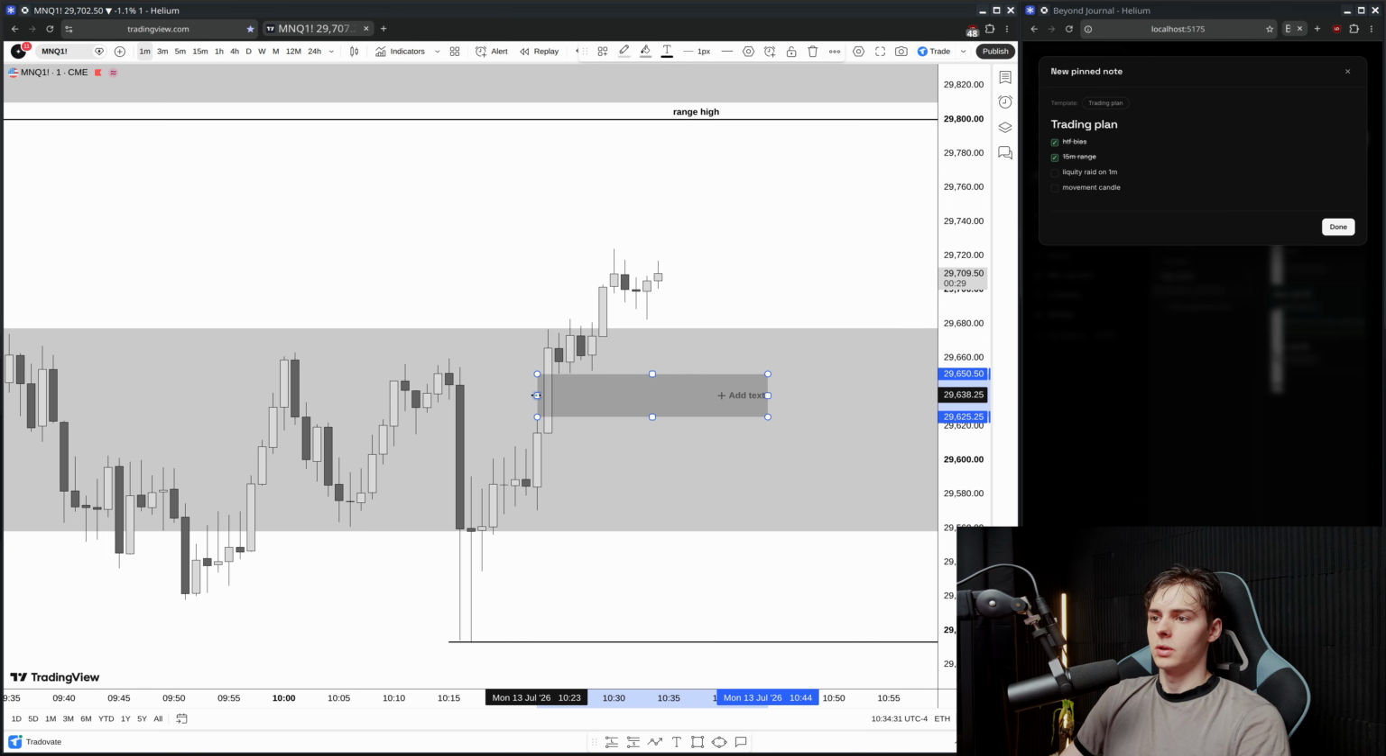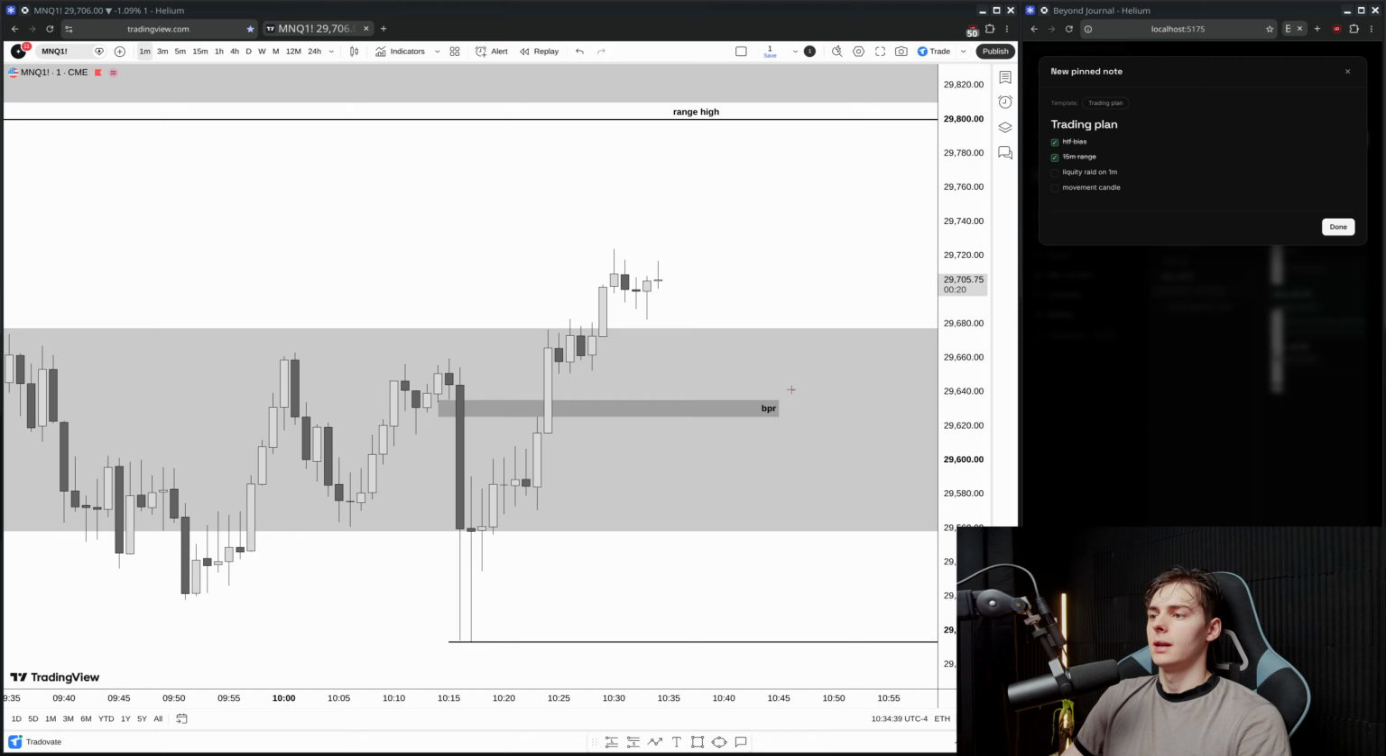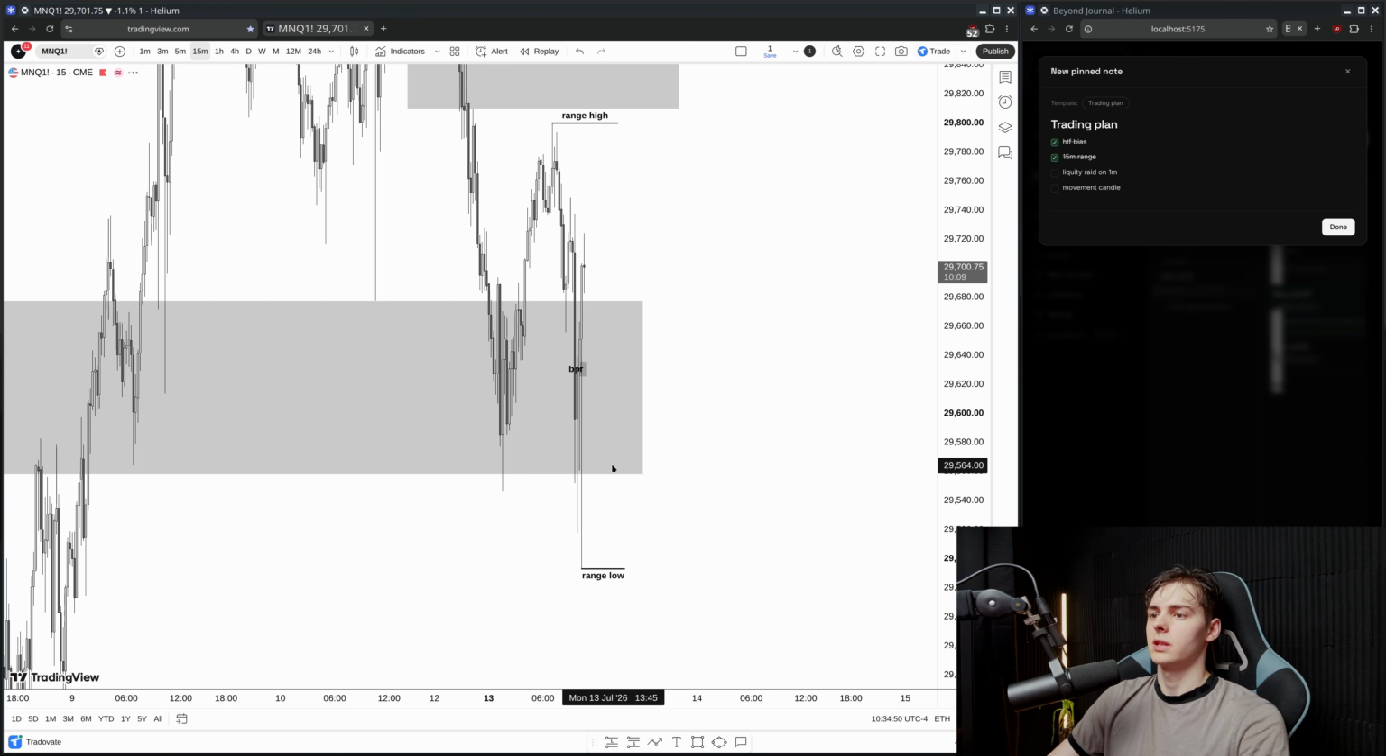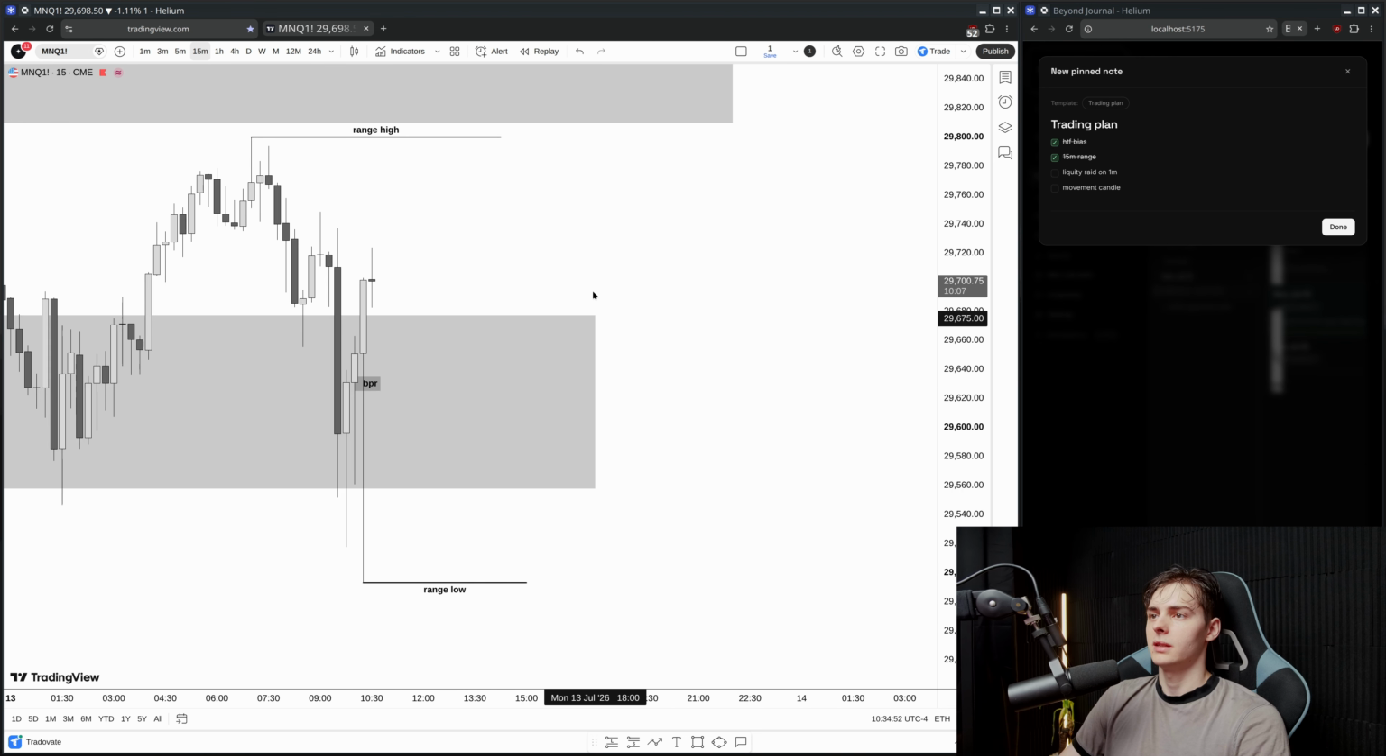That FVG has not been traded into. We're going to be extending all of that. We're going to be having a BPR. See, most people are not unprofitable because they don't know how to mark out a BPR or a range high or a range low. Most people are not unprofitable because of that. Most people are unprofitable because they don't have a trading plan or somebody who holds them accountable for taking these kinds of trades.